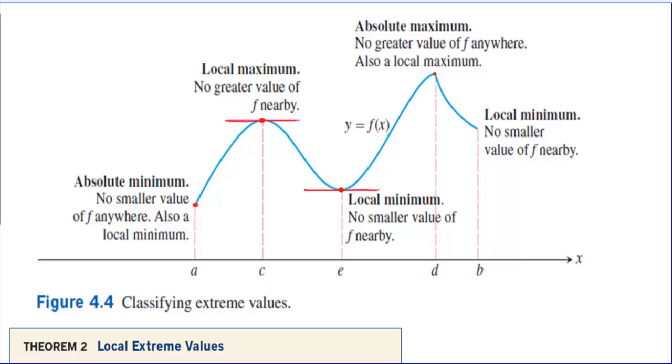We have an absolute maximum, and the derivative here wouldn't exist. It'd be undefined because we have a cusp here. And then finally we have, on this endpoint, it's just locally a minimum value.